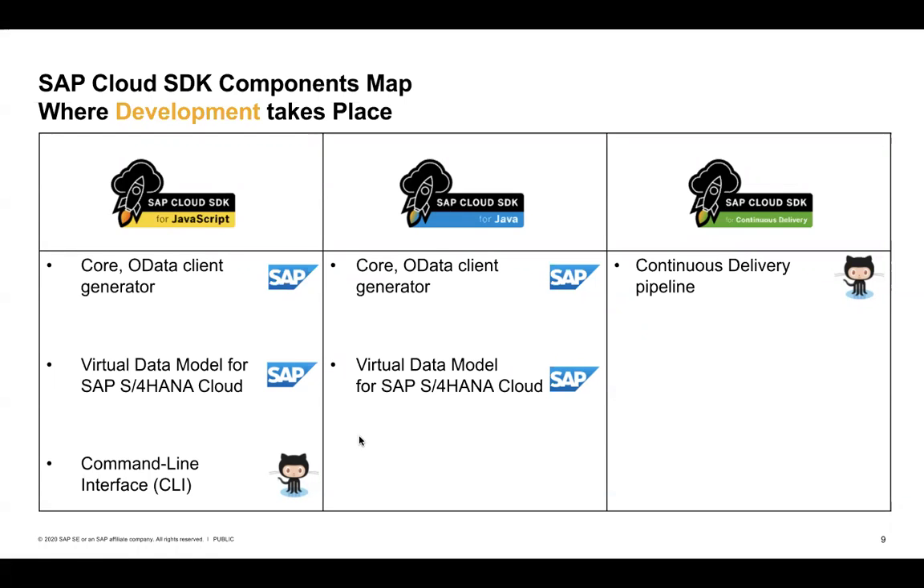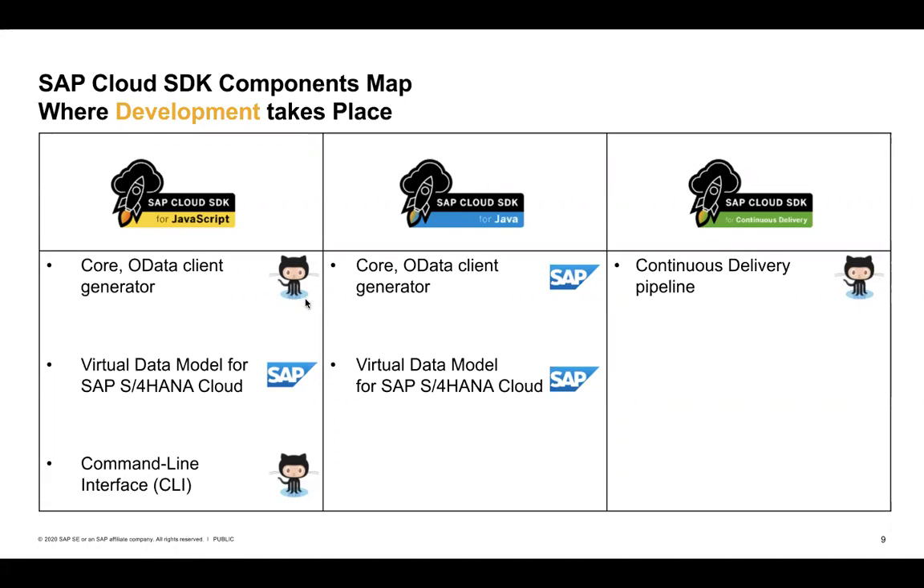And like you see the icons here, many of these components are developed as, let's say, closed source within SAP. These are all the components where you see the SAP logo. And there are some components developed on github.com, which are displayed with the OctoCAD logo here. And the component that we open sourced is the SDK core and OData client generator for JavaScript, which makes our third component that moved to github.com.